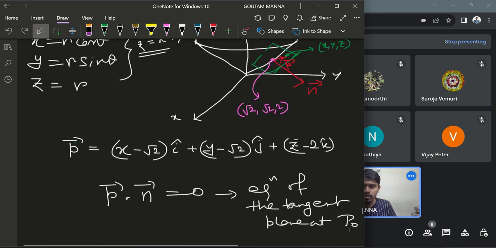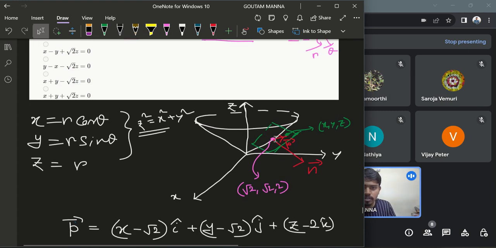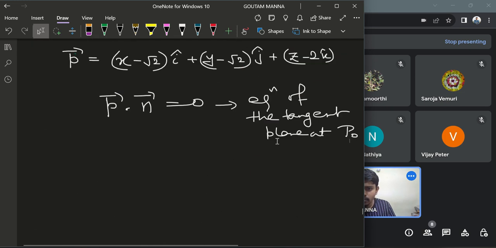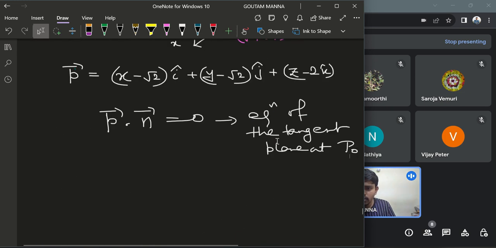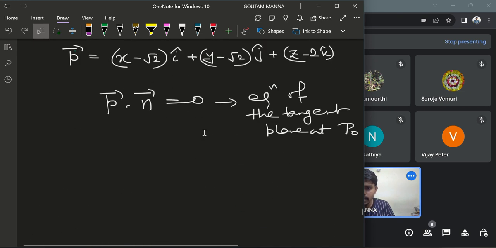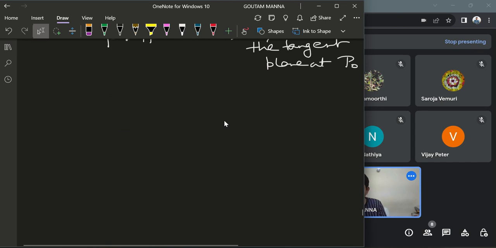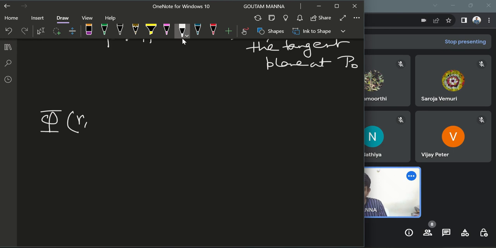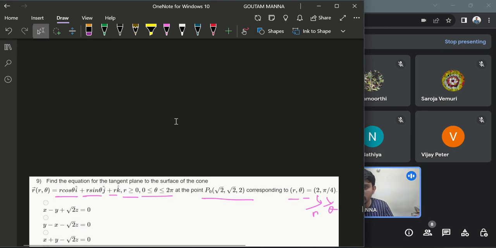Okay, so first we already know what the p vector is, so we need to find this n vector that is perpendicular to this tangent plane at point P0. And how we will do that: R is given, let me call it phi also. So we'll follow the same method that is followed in the class, in the lecture videos.